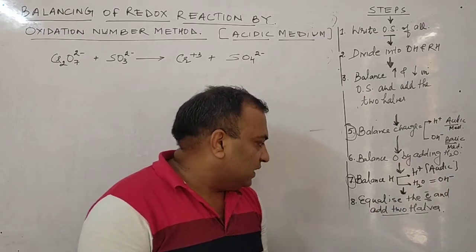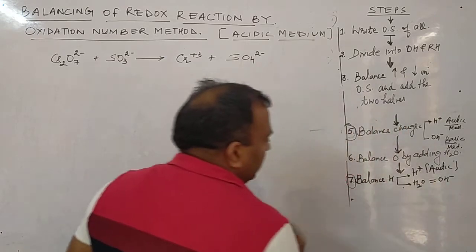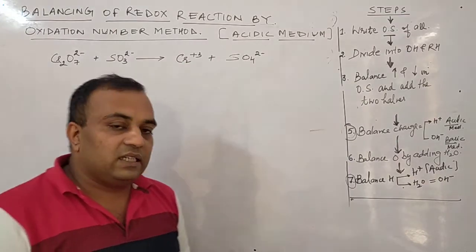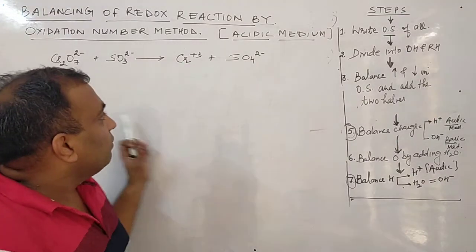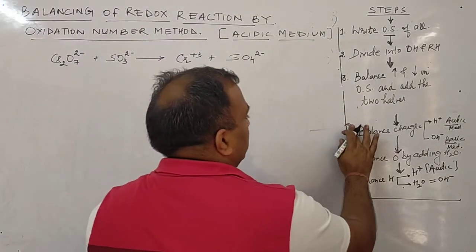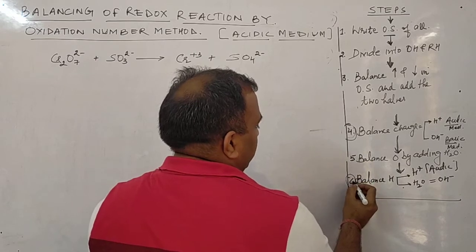And in the last, you will check your balancing whether it is correct or not. So I think we will start our balancing. There are total 1, 2, 3. You can note down the numbers. This will be the 4, this will be the 5, and this will be the 6 steps now.